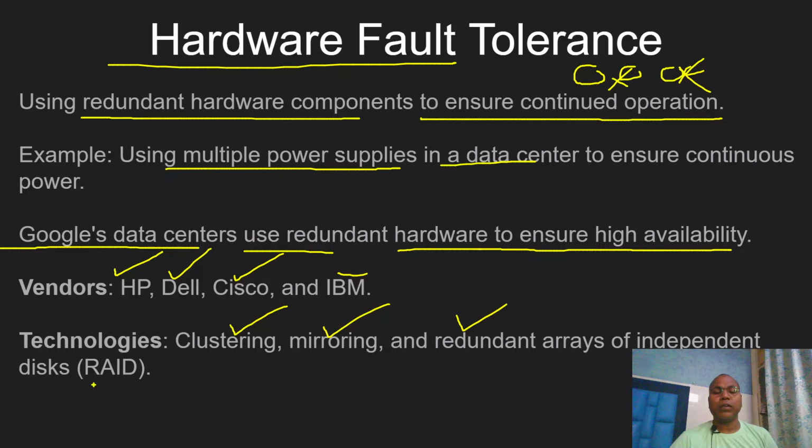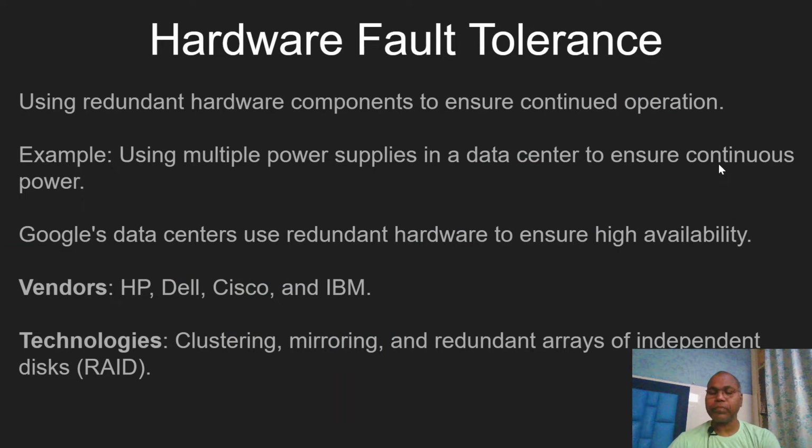disks, right? Redundant array of disks, you can say, multiple layers you can apply. So at the hardware level, you can also ensure that your redundant servers are always available. If any kind of failure happens, you take care of it.